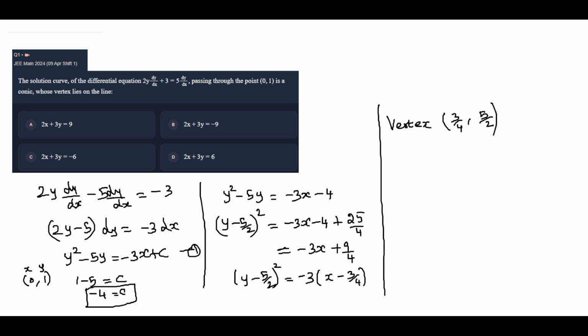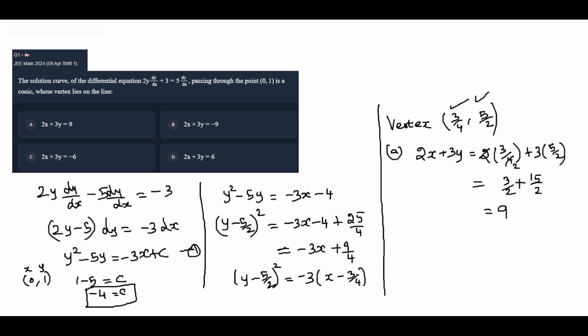Now just substitute these vertex values in the choices, that is the given line equations. I'm just substituting in option A, 2x plus 3y, which is equal to 2 into 3 by 4 plus 3 into 5 by 2. So 2 cancels 2, so 3 by 2 plus 15 by 2, that is 18 by 2, it is 9. So 2x plus 3y equal to 9. Luckily the first equation satisfies, so A is the answer.